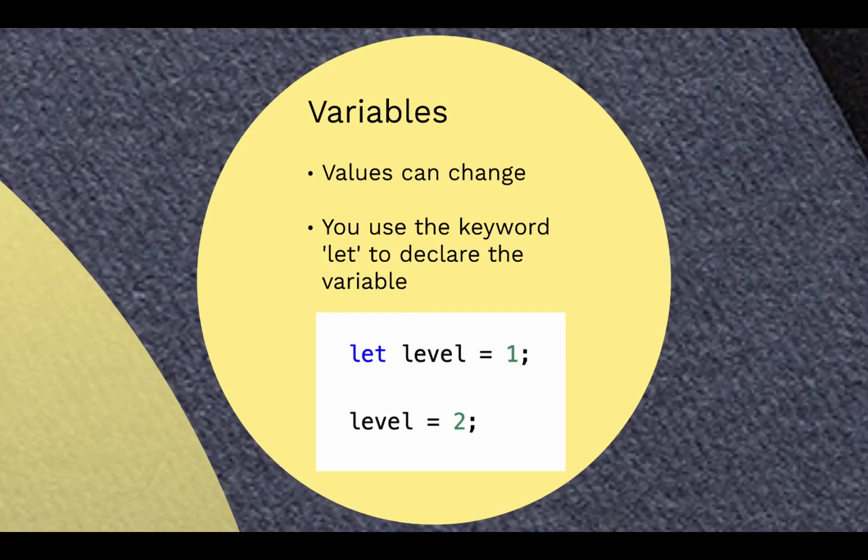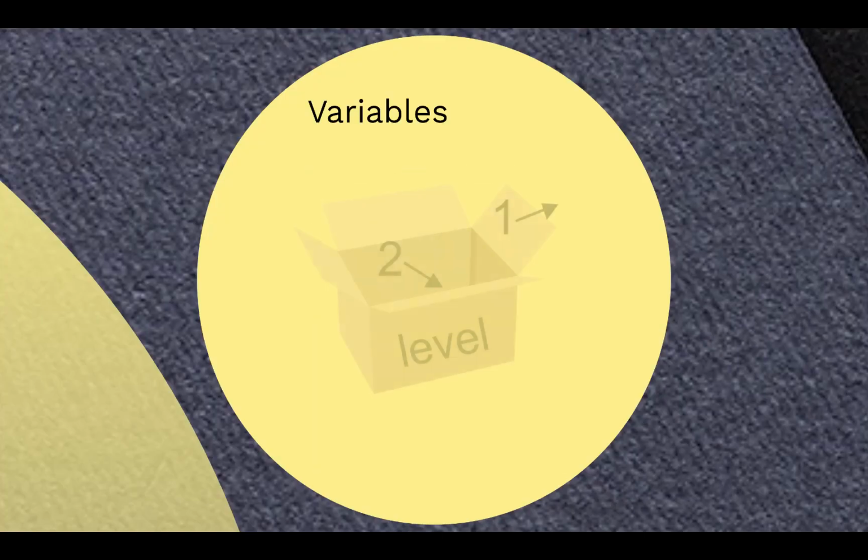The new value replaces the old value, and you use the keyword let to declare the variable, or in other words, initially set up the variable. You can read the equal sign as an assignment operator. For example, level is being assigned the value of 2.